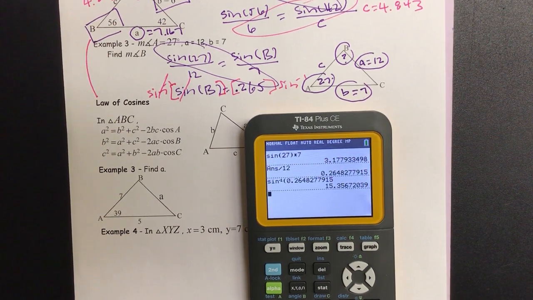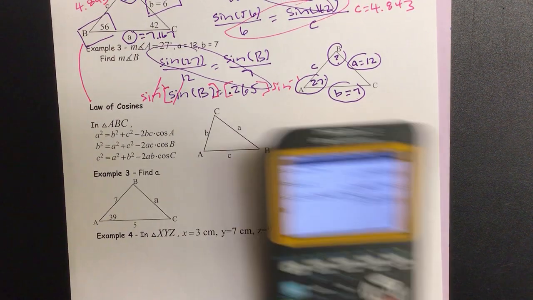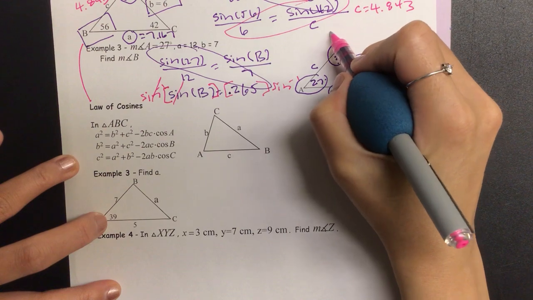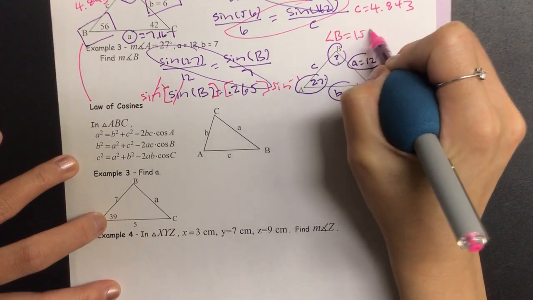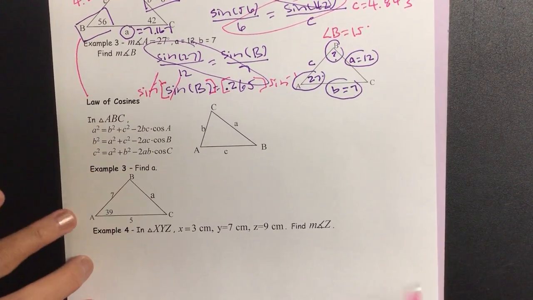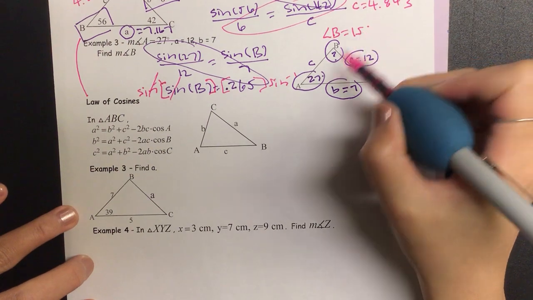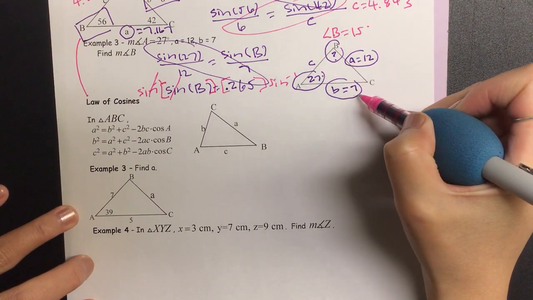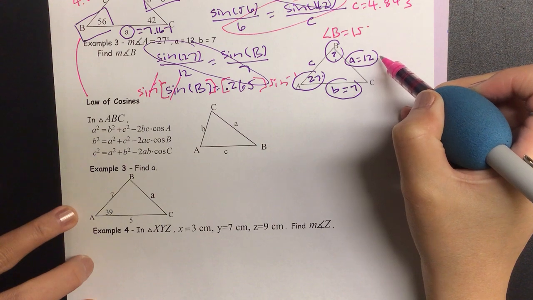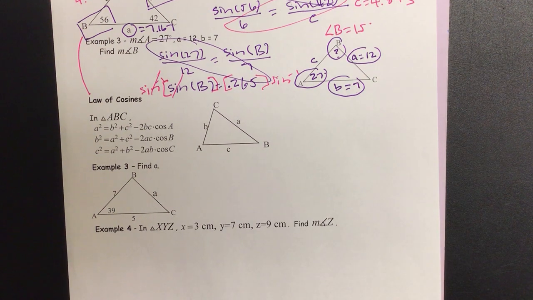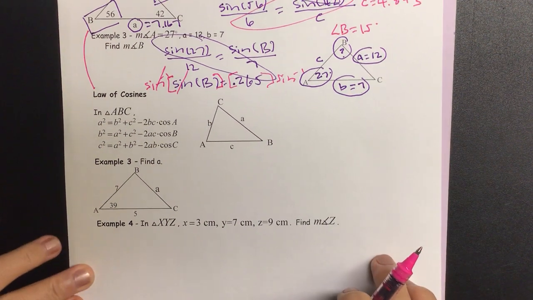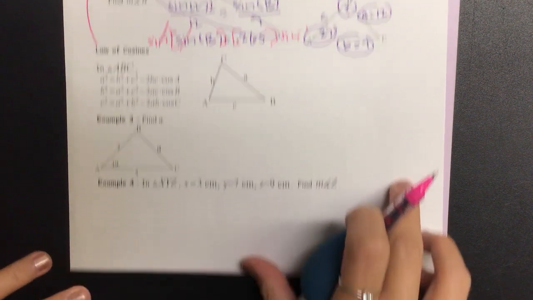And when I press enter, is 15 degrees an acute angle? Yep, that's when you know you've done the right thing. So we know angle B is equal to 15. And another way to check it, 15 degrees is less than 27, so therefore 7 should be less than 12. Okay, the opposites must be related. Are we good with this one? Okay, let's move on to the next one.